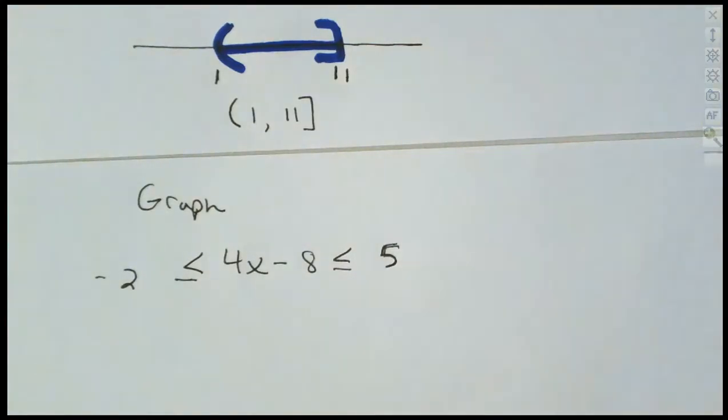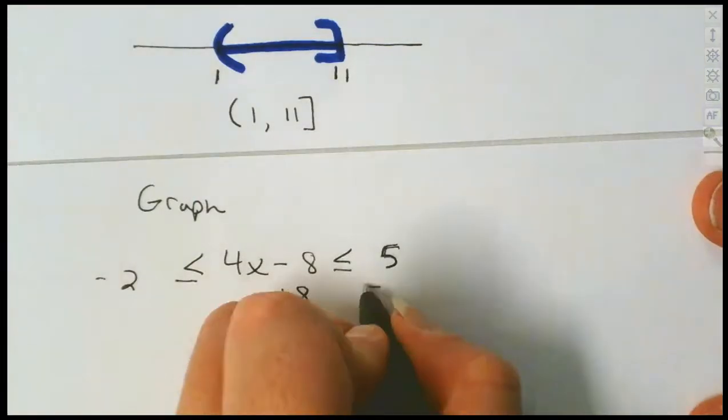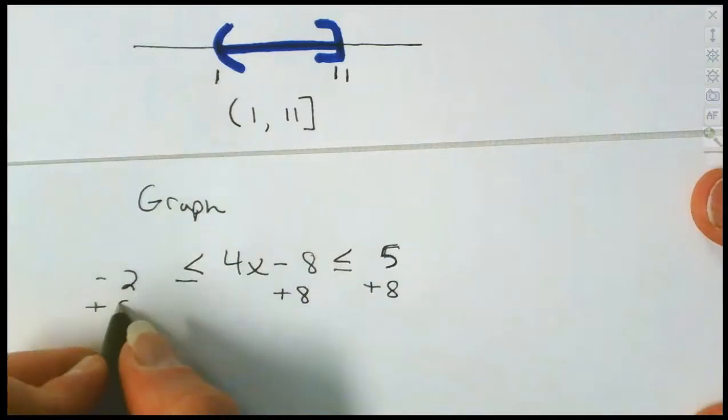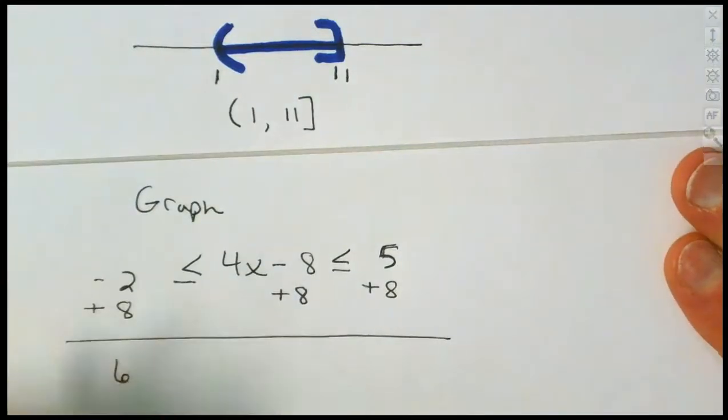What do we need to do? Well, we need to go ahead first and distribute through. Or not distribute through, get rid of that 8. And how do we get rid of that 8? Right now it's a negative 8, so how do we get rid of a negative? Make it positive. So we're going to add 8 to each side. And that leaves you then with a positive 6.